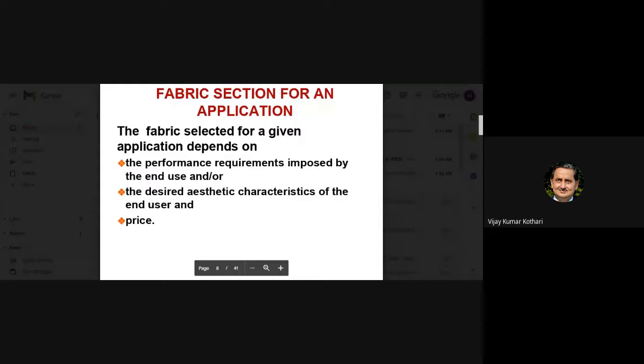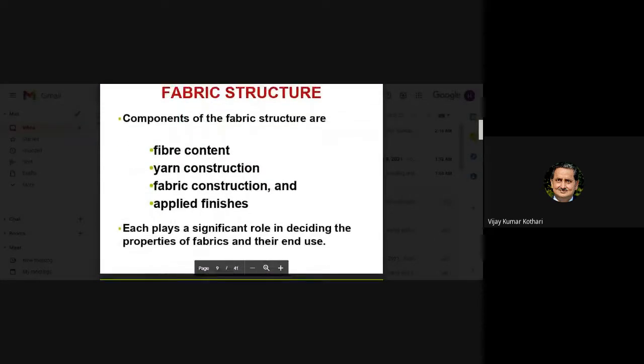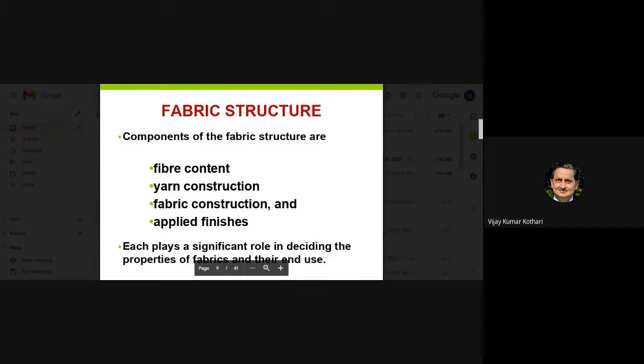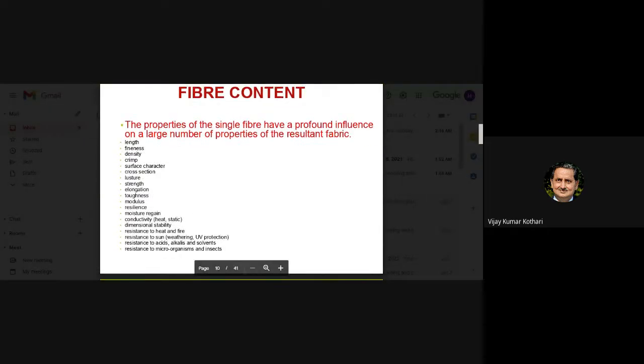If you look at the next slide, we are starting to look at how to control the properties of the fabric. The fabric structure obviously has many components. The most prominent among them are the fiber content, the way the yarns have been constructed, the fabric construction method, and the applied finishes. Each one of them obviously plays a significant role in deciding the properties of the fabrics and their uses. So if we look at the next slide, we start with looking at each one of them one by one.